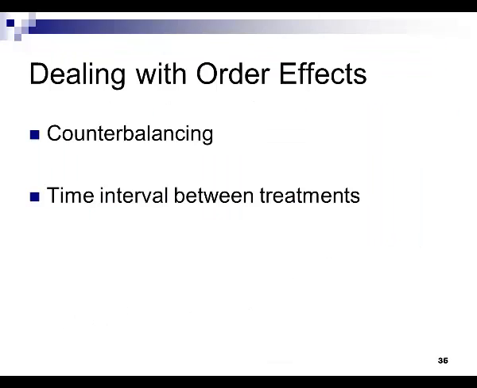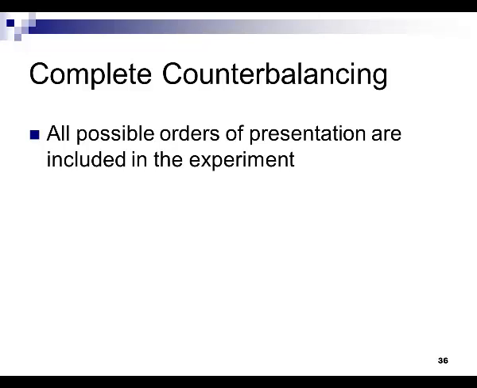So how do we deal with the fact that these order effects occur and lessen their effects on experiments? Well, we have two ways of dealing with it. One is to counterbalance, and the other is to introduce something that is a time interval. With complete counterbalancing, what we find is that all possible orders of the independent variable are included in the experiment.